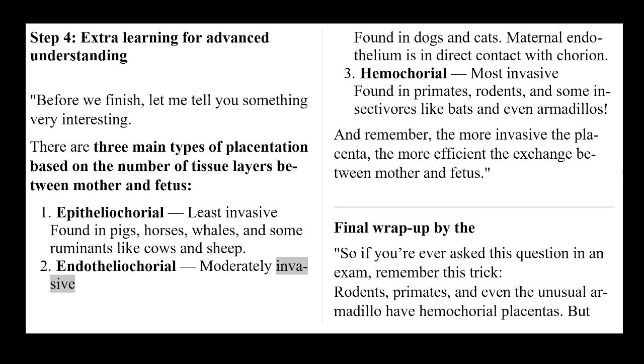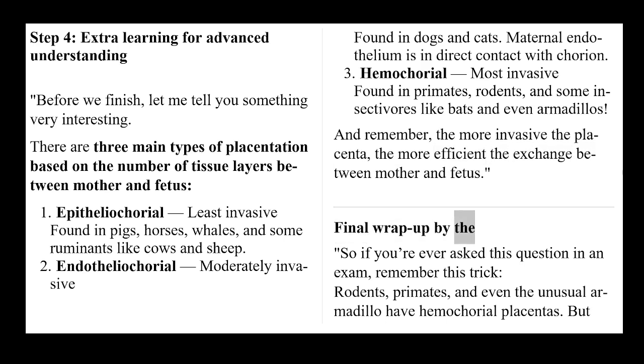Endotheliachorial, moderately invasive. Found in dogs and cats. Maternal endothelium is in direct contact with chorion. Hemochorial, most invasive. Found in primates, rodents, and some insectivores like bats and even armadillos. And remember, the more invasive the placenta, the more efficient the exchange between mother and fetus.